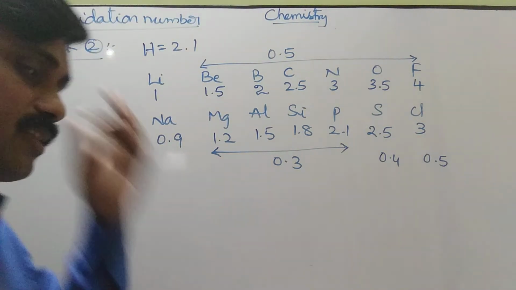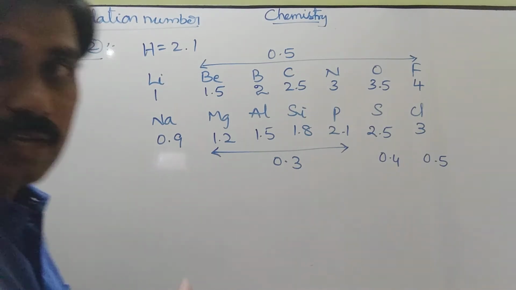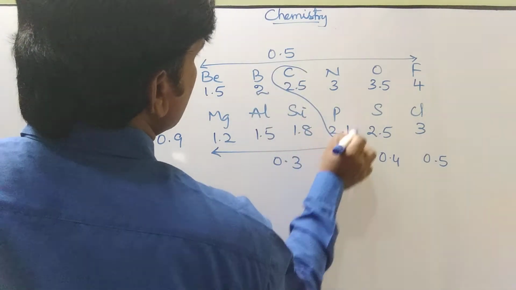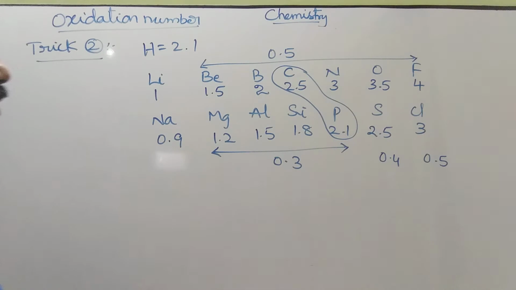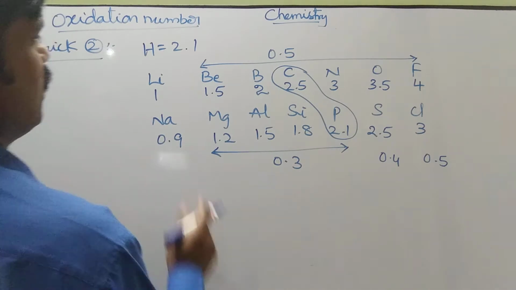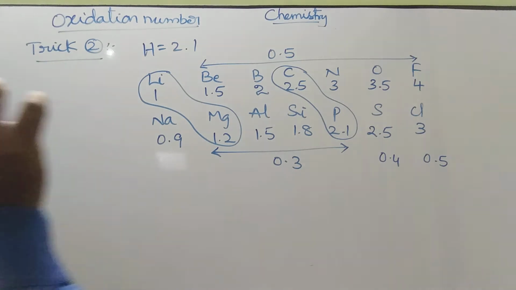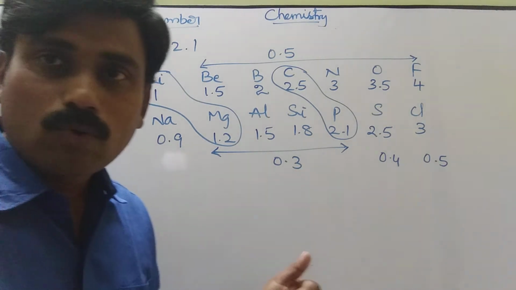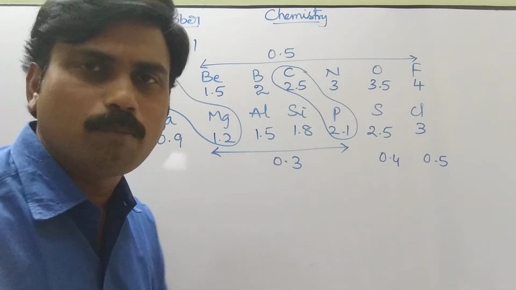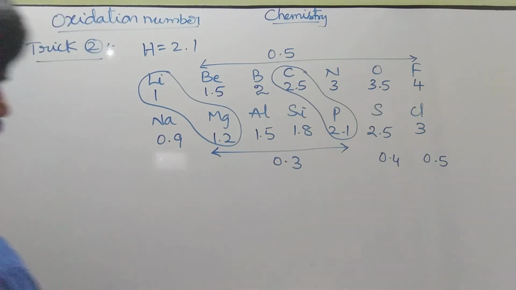Suppose different elements are there between the elements, single bond or double bond, whatever it is. By using electronegativity value, we can compare this. Suppose carbon and phosphorus. These two elements have the same electronegativity values. Suppose beryllium and aluminum. These two have the same electronegativity values. Lithium and magnesium. These two have different electronegativity values. By using these electronegativity values, we may identify whether the element exhibits a positive oxidation state or negative oxidation state.